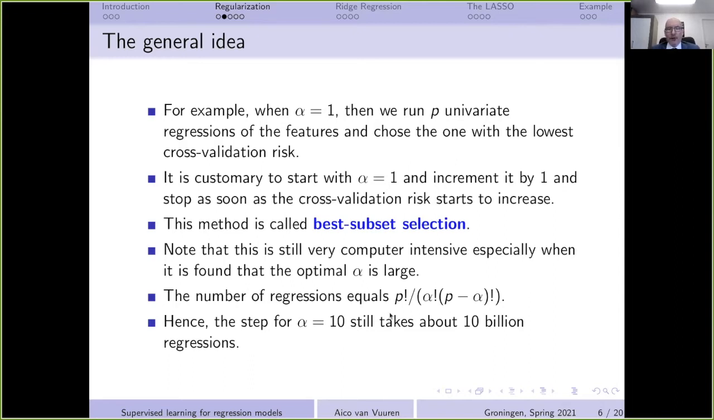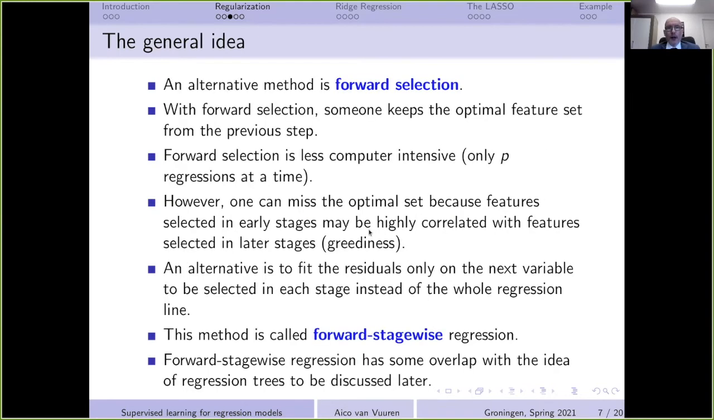Well, then we have to do all these 10 billion regressions, and even after that, we still do not know whether our cross-validation risk has been increasing. So in that sense, we are still going to do a lot of different regressions, and we should still realize that best subset selection could still be infeasible. Now, of course, the question arises: can we look at alternative methods?